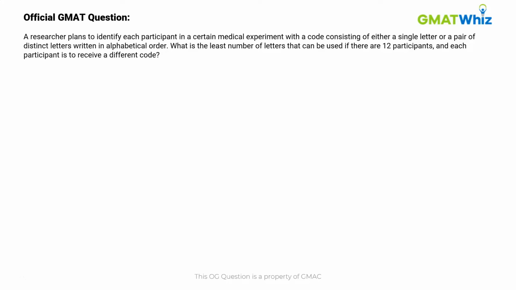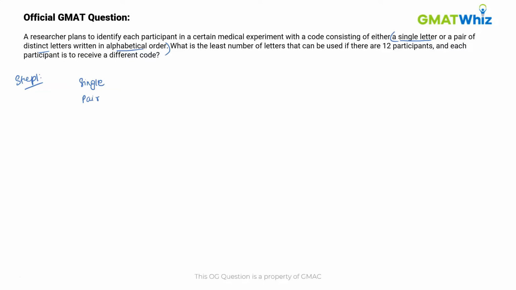In this question we are given that there is a researcher who plans to identify each participant in a certain medical experiment, and it has to be done with a code which should be of either a single letter or a pair of distinct letters written in alphabetical order. So this is the constraint that we have to keep in mind. So it should be either a single letter or it should be a pair arranged in alphabetical order.